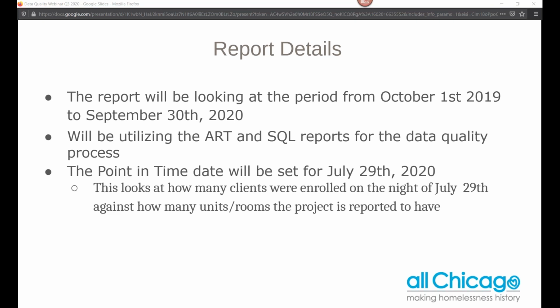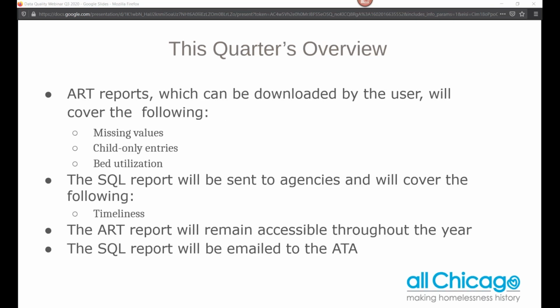The point in time date we have set for the last Wednesday in July. That's kind of to match with how the APR does it. They usually use the last Wednesday of the first month in every quarter. So it's going to look at how many people you have enrolled versus how many beds and units you have. So the ART report will cover any of those missing values. It'll cover child-only entries in the bed utilization, and the SQL report again will look at just timeliness.